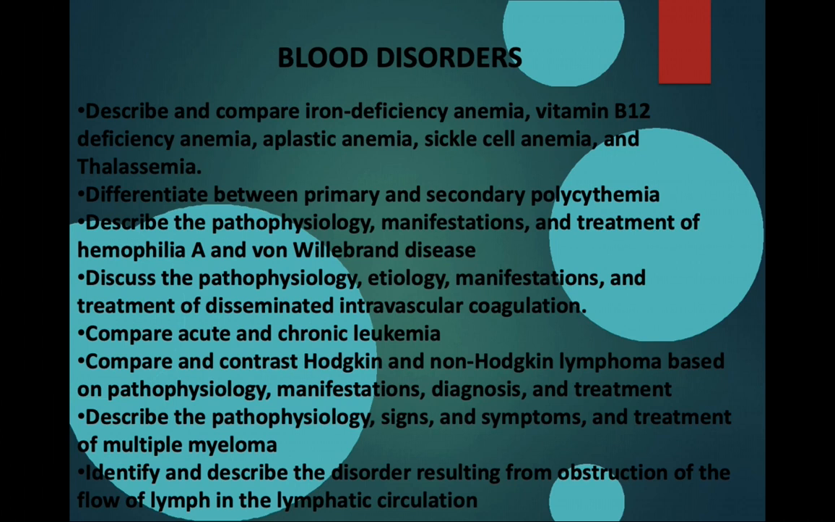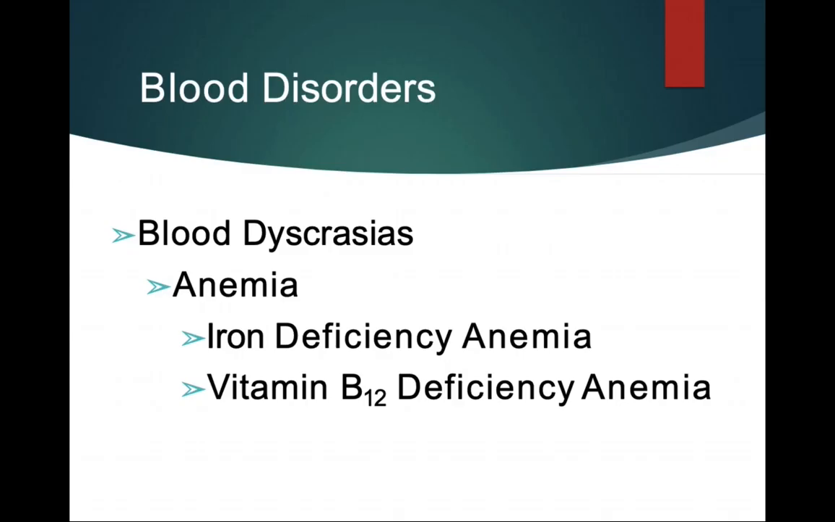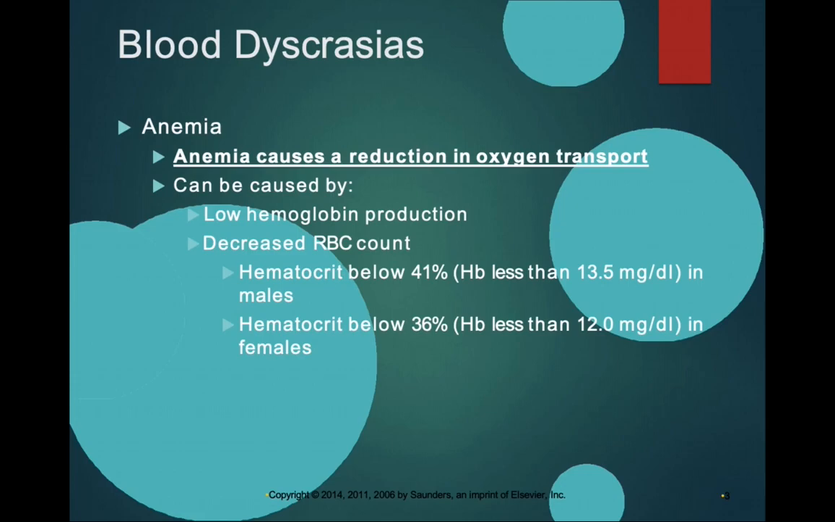We'll talk about multiple myeloma, pathophysiology, signs, symptoms, and treatment. And then we'll talk a little bit about lymph and lymphatic circulation. So let's start with some of the anemias first. Let's talk and contrast and compare iron deficiency anemia and vitamin B12 deficiency anemia.